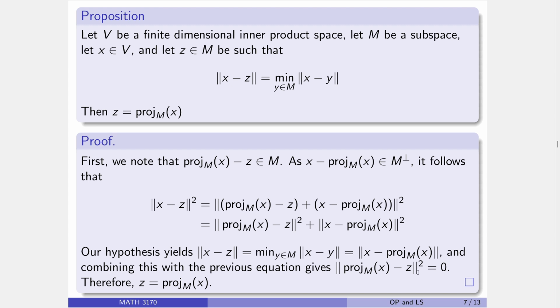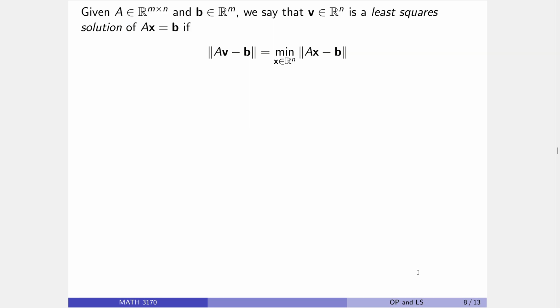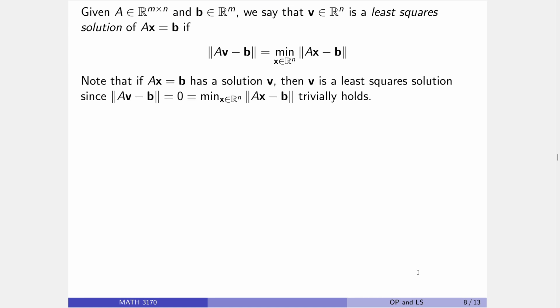So naturally, then, we want to go back to Euclidean space and ask, what's a subspace I really wish I was in? Well, a subspace I really wish I was in is the column space. So, given a matrix A and a vector B, we say that V is a least squares solution if AV minus B is as small as you can possibly make AX minus B, where X ranges through all the elements. Note that if you actually do have a solution, it is a least squares solution because AV minus B would equal 0, and trivially that would be the minimum.